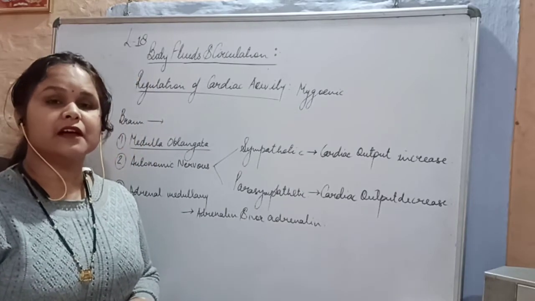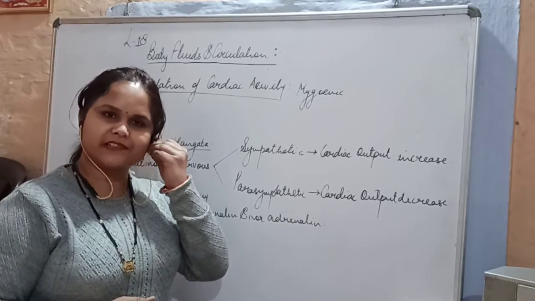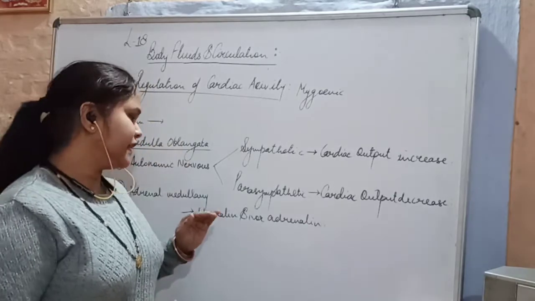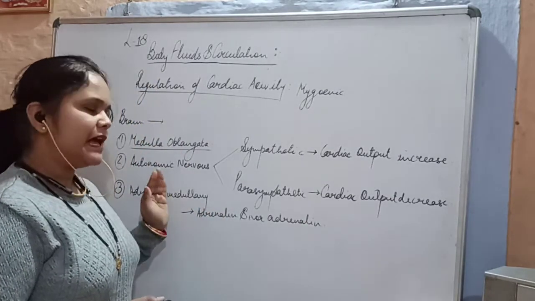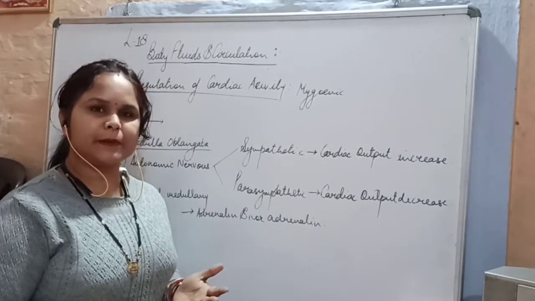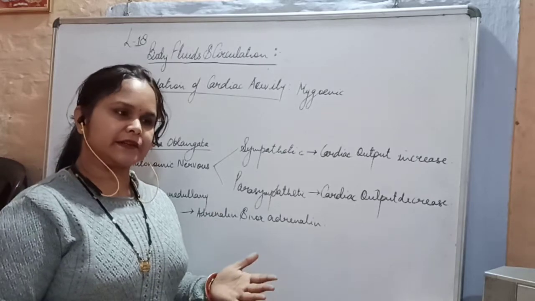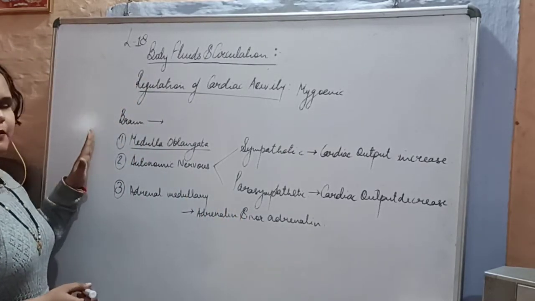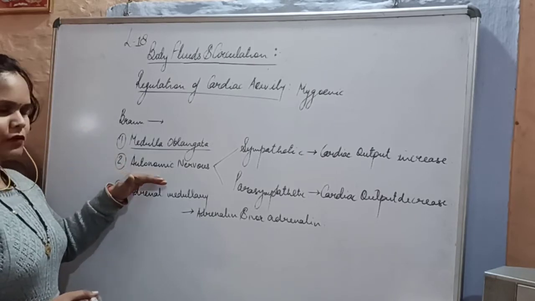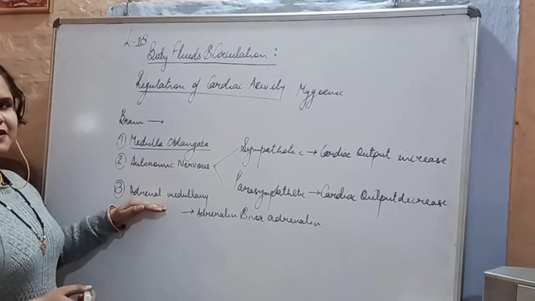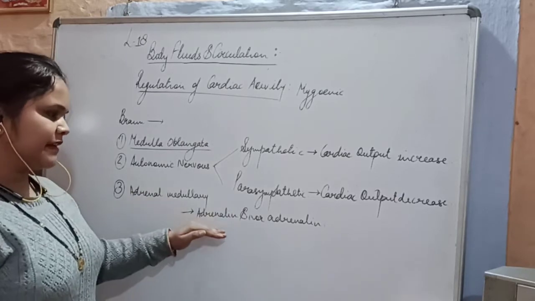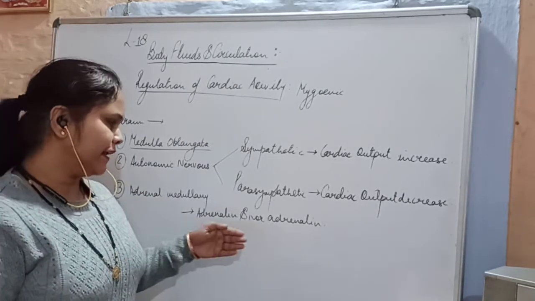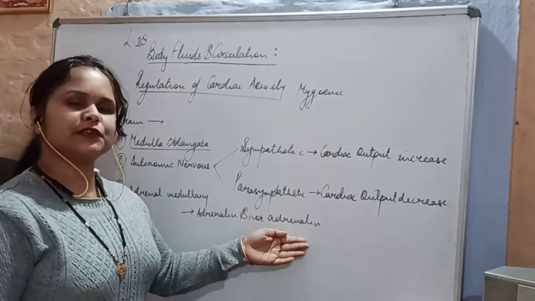As when we are in a condition of fear, fight and flight, the level of the adrenaline hormone increases, and either we increase our BP or our cardiac activity. So the things which regulate our heart activity are the medulla oblongata, then the autonomic nervous system, and finally the adrenal medullary hormones, that is adrenaline and noradrenaline. One is going to increase, the other is going to subside it.